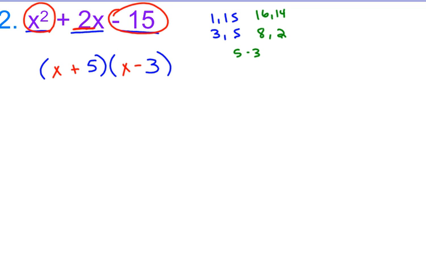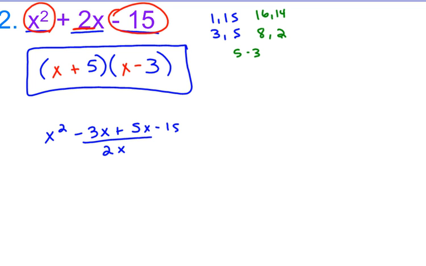Now I think this is right, but I still want to check it. So I'm going to FOIL that out. X squared minus 3x plus 5x minus 15. Does that add up to 2x? It does. So there's my answer.